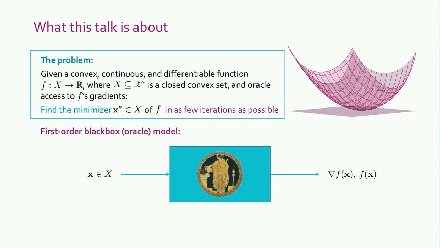The setting for this talk is the standard setting of first-order convex optimization. We want to minimize a convex function. Let's assume it's also differentiable. In some cases, this is not essential, but let's keep things simple. We want to minimize it over some closed convex set.